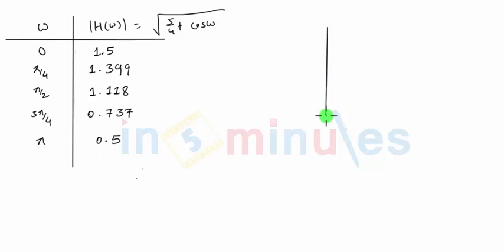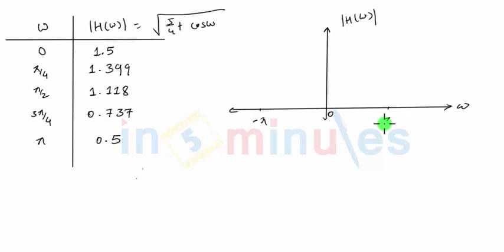So if we plot mod h of omega, this is how it will look. On the x-axis, we will take omega. Omega varies from minus pi to plus pi. Even though we have found mod of h of omega from 0 to pi, as I just told you, it will be an even function. It will be exactly the same between 0 and minus pi. That is simply because cos of omega is an even function, so mod h of omega also becomes an even function.